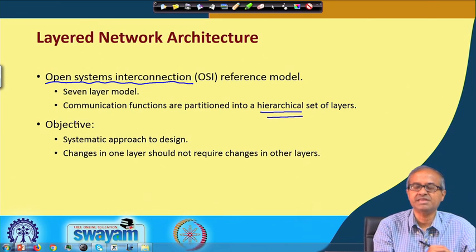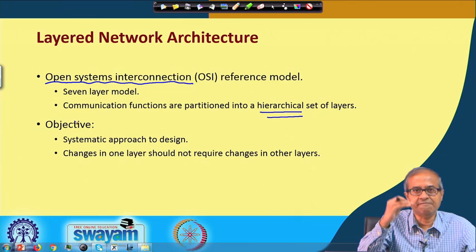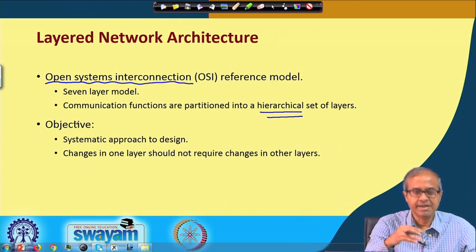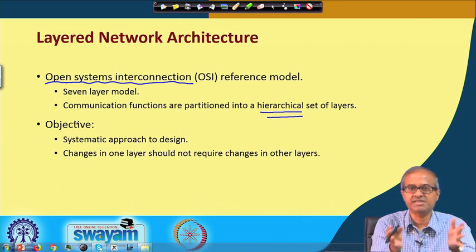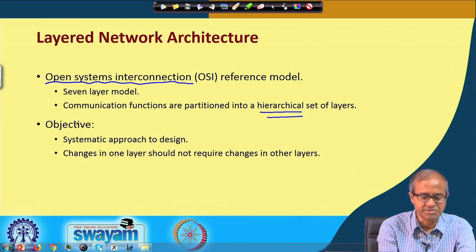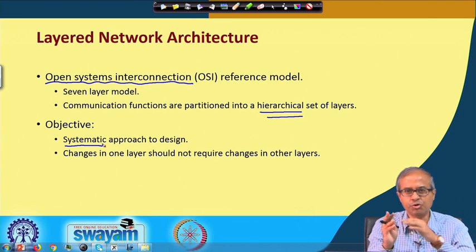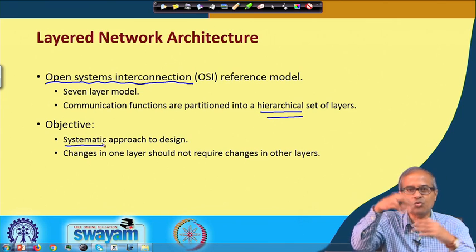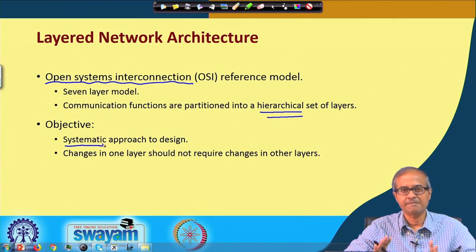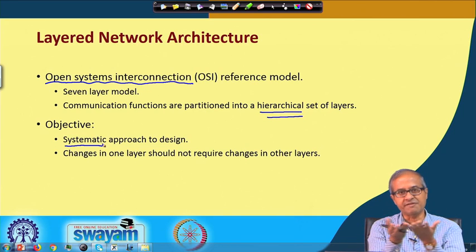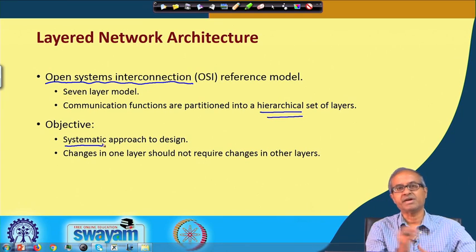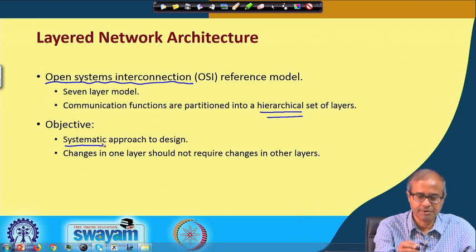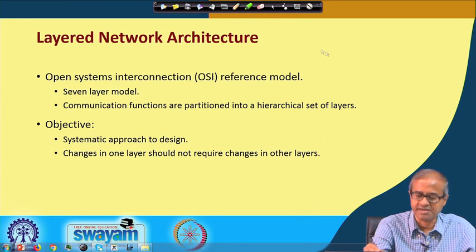The main objective of this layering is, as I mentioned, if you divide the functionality into well defined layers, it becomes much more systematic. Your design of the networking software becomes much more systematic. Not only that, you may choose to modify the design of one of the layers without touching the other layers. So, one of the layers may use a different technology, but you do not modify the other layers. That way, the maintainability of the entire networking system also becomes better. These are some of the advantages.